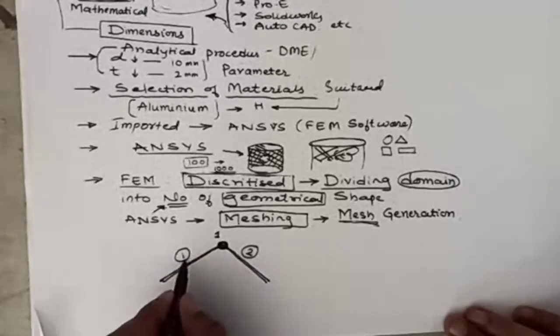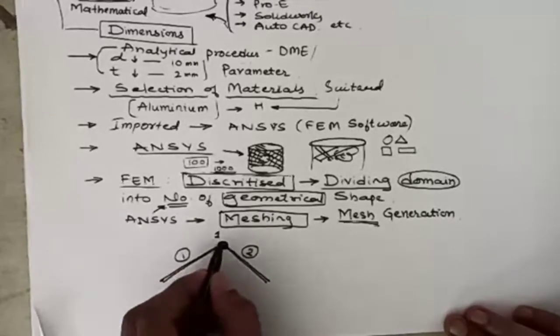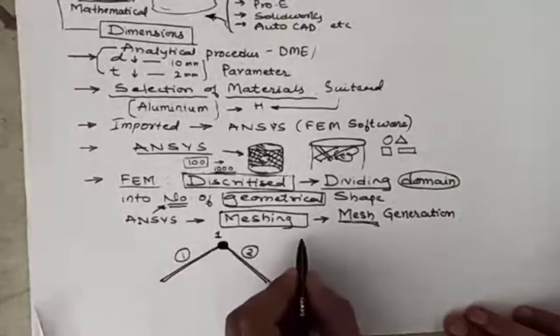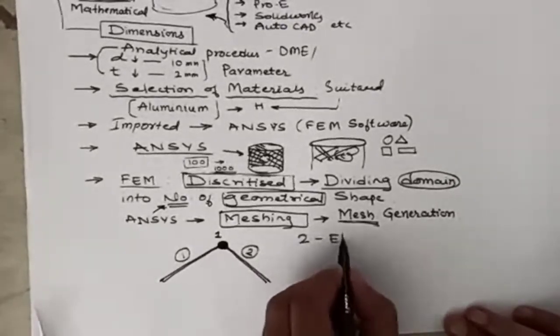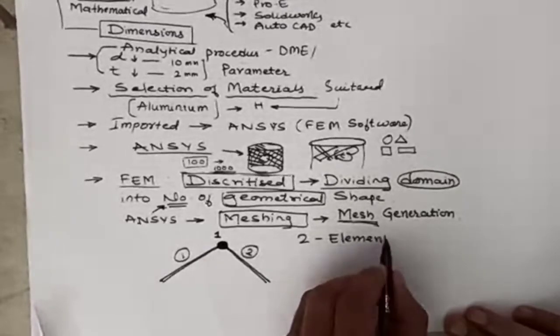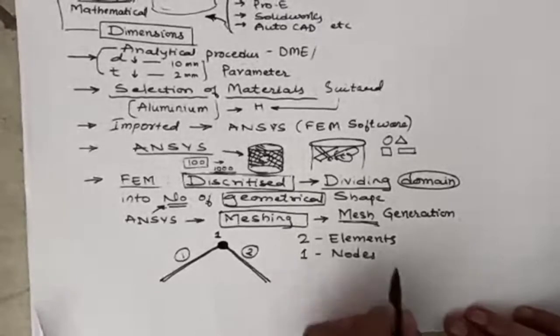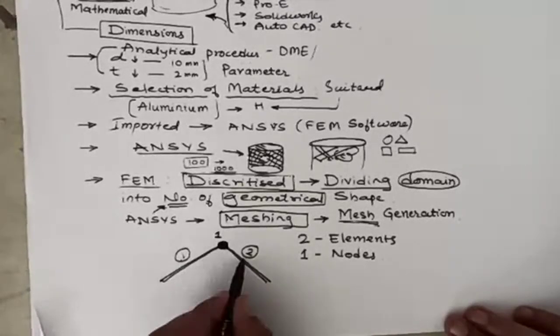I will generally represent the elements as circles, and nodes are where the dot is. So in this case, there are two elements and one node used. Am I right? So, two elements, one node.